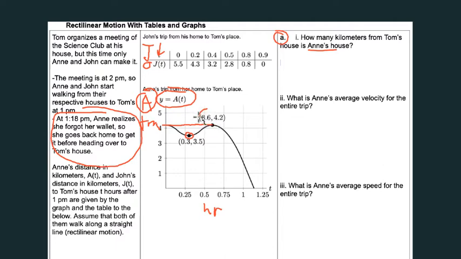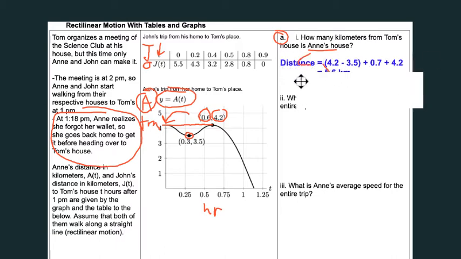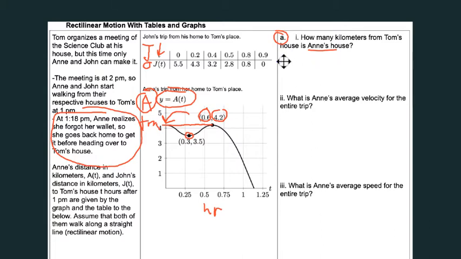So if you notice here at 0.6 hours, she's 4.2 kilometers away. That's the same thing as right there. Oh, sorry, that's not the correct calculation. How many kilometers from Tom's house is Anne's house? So it's 4.2 kilometers. I did a different calculation, you'll see that later. So our answer here is simply 4.2 kilometers.